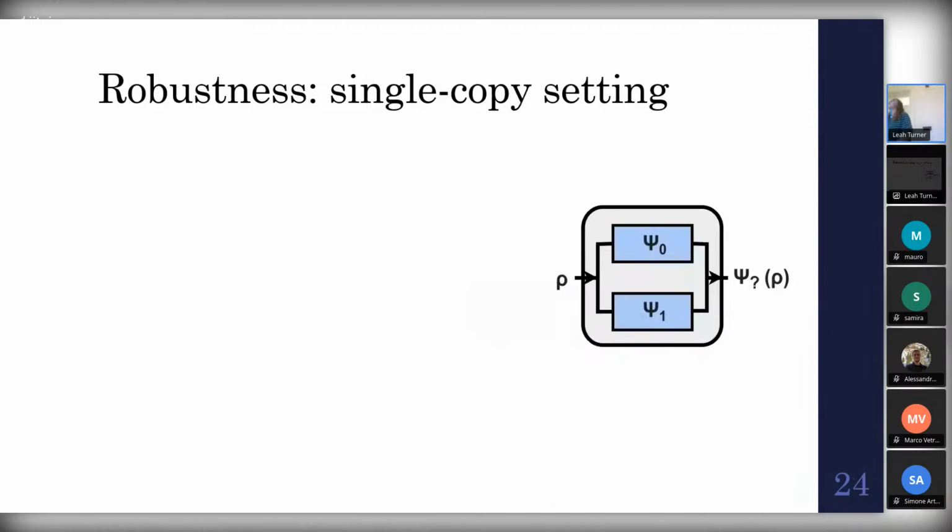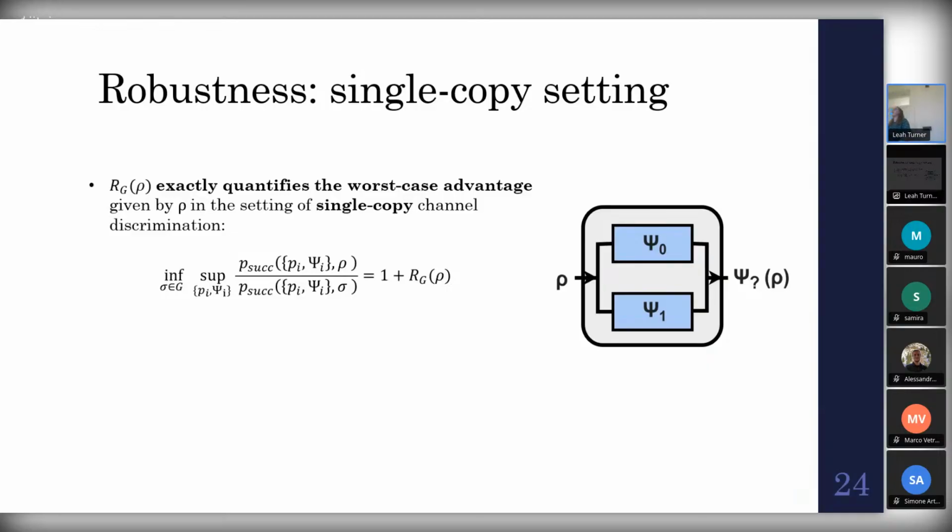You can also interpret robustness now in this channel discrimination setting that I talked about earlier. We can give it 2 interpretations. The first is a worst case interpretation. We say that our robustness exactly gives us the worst case advantage in single copy channel discrimination. So our 2 channels we're picking between, and our input state is just 1 copy of the state. And specifically, the success probability of picking between 2 channels using your resource state as an input state versus using some Gaussian state is given by the robustness here.